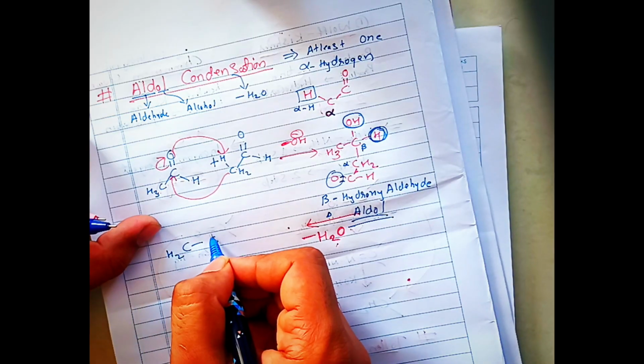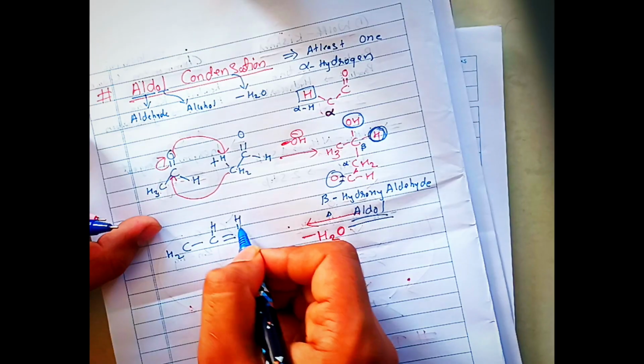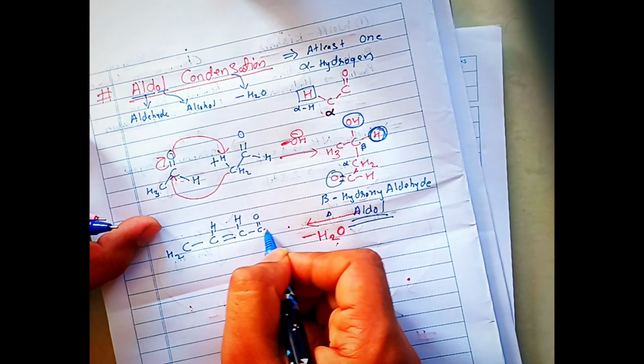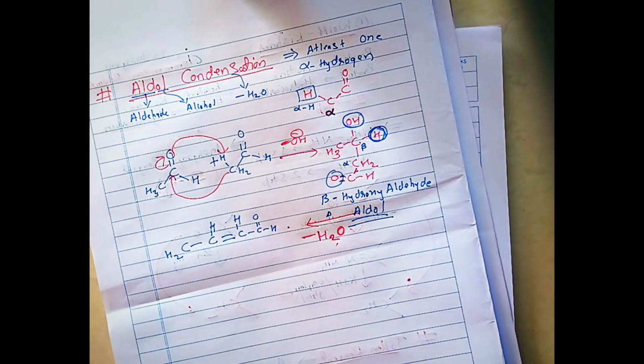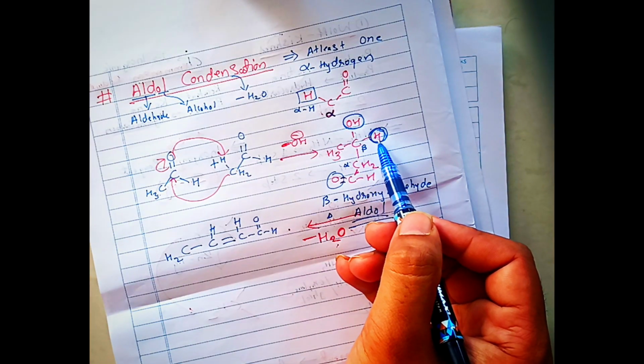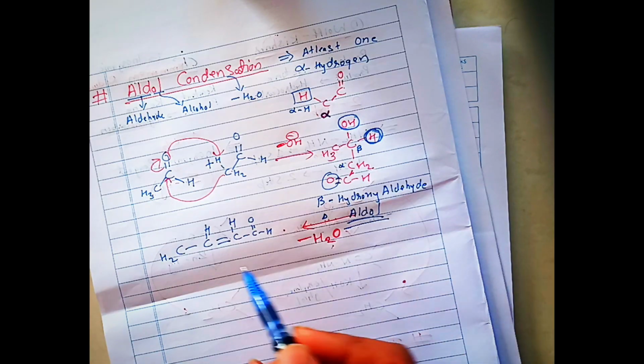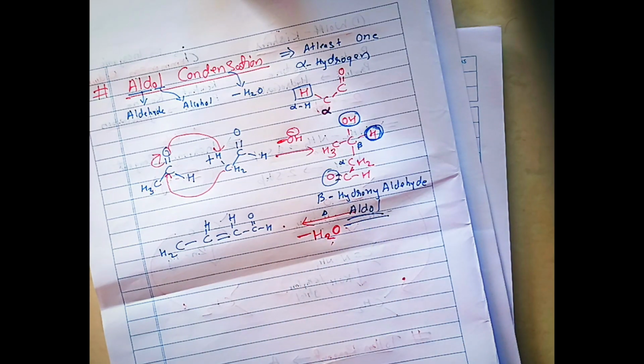CH2, CH, then double bond CH, C double bond O H. Here the H will be removed, and that will give the double bond, so the aldol condensation product will be formed.